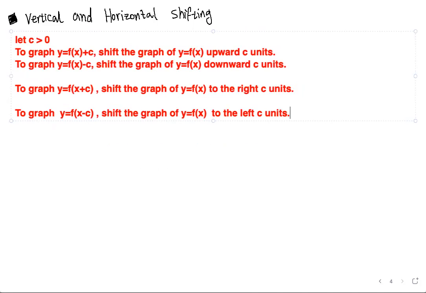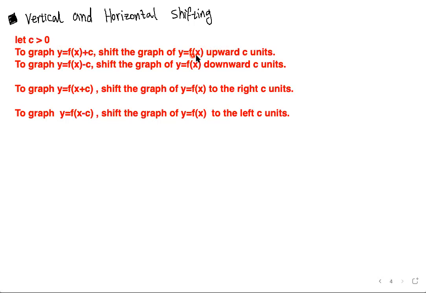So the rule says, if I have a positive number, this number is positive, 1, 2, 3, 4, whatever, or a fraction, 1 over 2, or any positive real number. To graph the function y equal f of x plus c, I have to go back to the original function, y equal f of x. Then we have to shift the original function c unit upward.